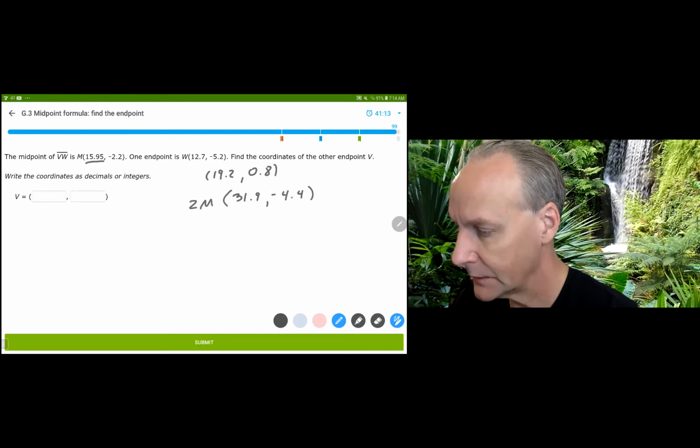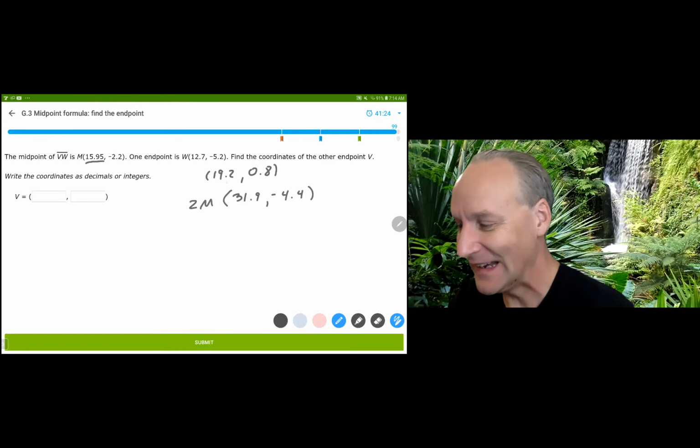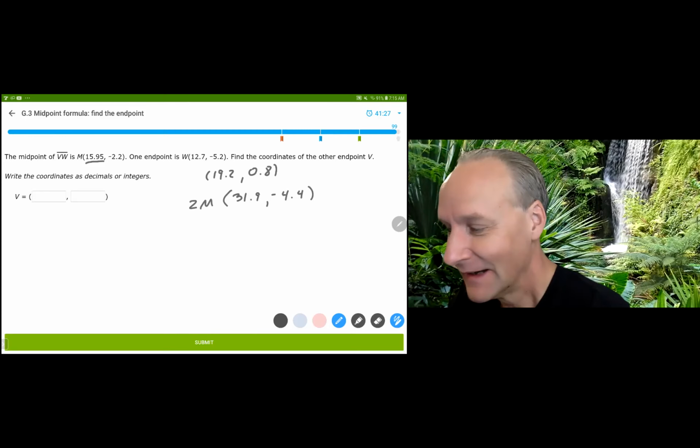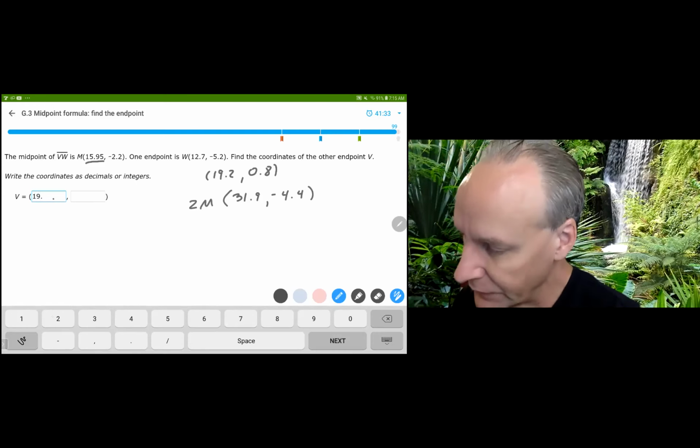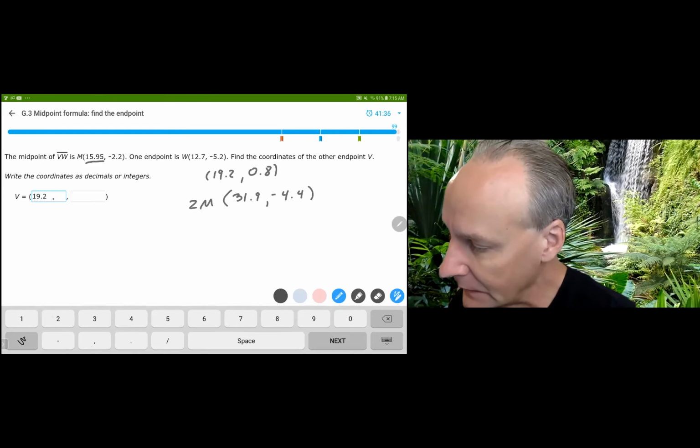Just double check real quick. Looks 4.4, looks good. And 19.2. I'm double checking today. I don't want to make a silly error right at the end. Looks okay. 19.2 plus 12.7 gives me 31.9. Yes, it does. And negative 5.2 plus 0.8 gives me negative 4.4. Got to make sure I put in the right ones. Should I call it 0.8? Might as well.